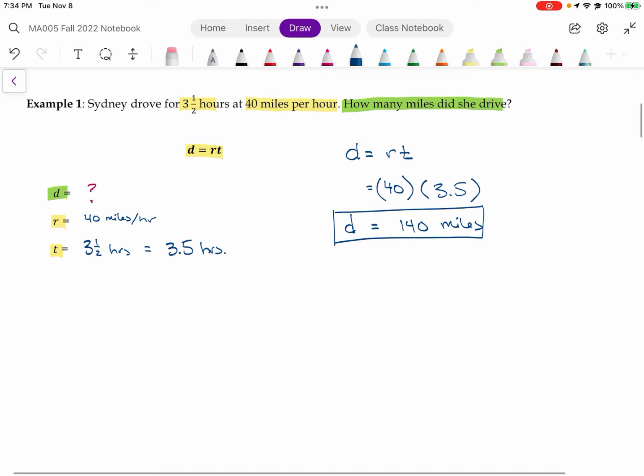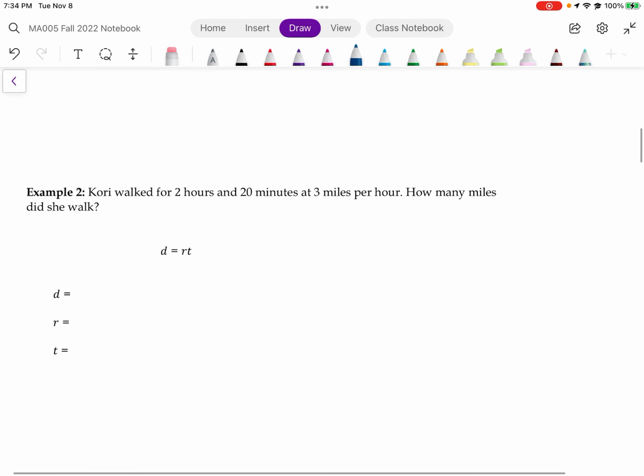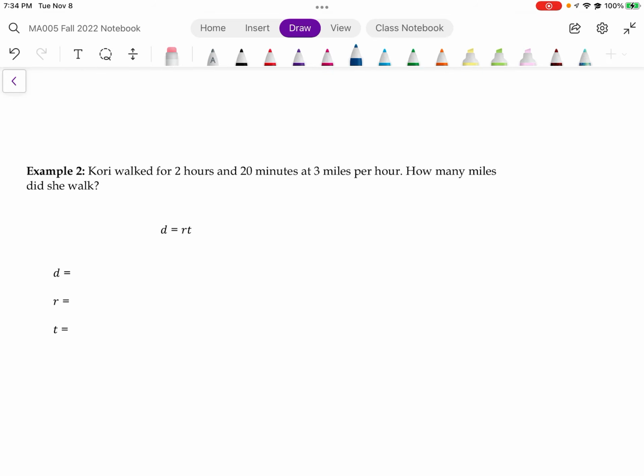All right, example 2. Corey walked for 2 hours and 20 minutes at 3 miles per hour. How many miles did she walk? All right, so let's figure out what everything is. So 2 hours and 20 minutes, 3 miles per hour. And the question is, how many miles did she walk? So the question is miles, that's distance. So that one is going to be our question mark.